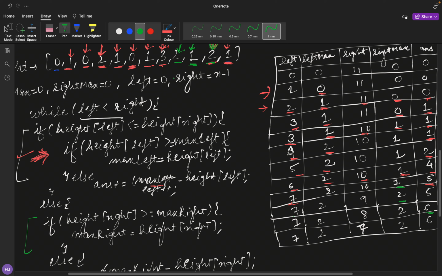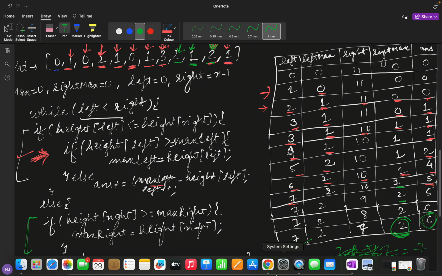So is 2 less than or equal to 3? Yes, it is. So I will still remain in this else. And is 2 greater than or equal to my max right, that is 2? Yes, it is equal to my max right. So my right max gets updated to 2 and my answer remains 6. And since my 7 is equal to 7, I will exit my while loop, and yeah, my solution is done.